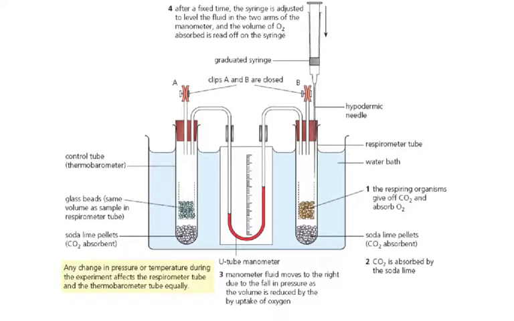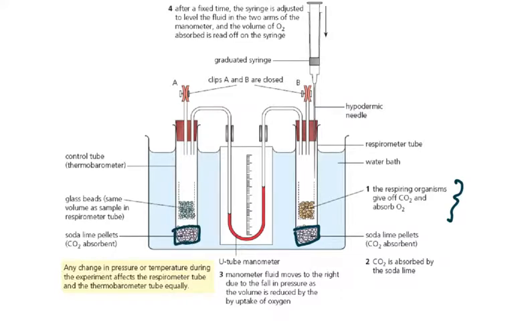Now looking at this diagram that I have found for you all, we've got 2 test tubes. Why do we have 2 test tubes? Because one has the living organisms, the respiring organisms, which give off CO2 and absorb oxygen. And then you have these soda lime pellets. Then you have the same one on this side.